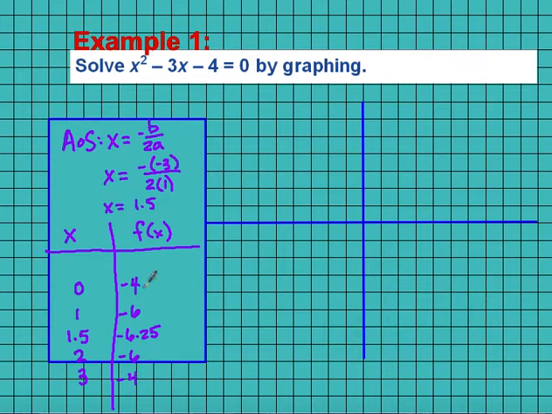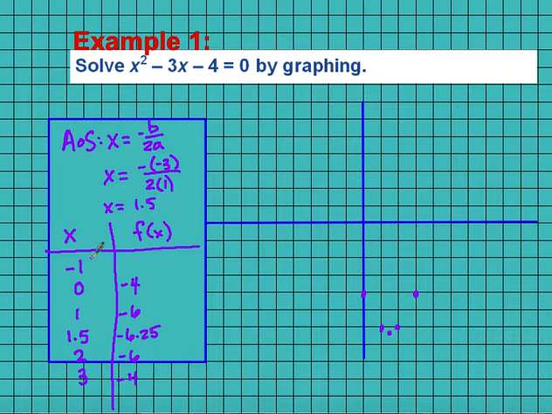Okay, so as you can see, we've yet to cross the x-axis. I'm going to begin to plot these. So 0 is going to go to negative 4. 1 is going to go to negative 6. 1.5, there's where my axis of symmetry is located. It's going to go to negative 6.25. 2 is going to negative 6, and 3 is going to negative 4. So I haven't quite crossed that x-axis yet. So I'm going to continue to pick points until I do.